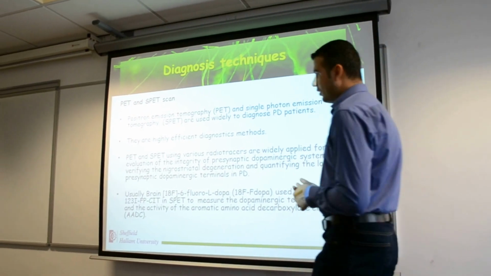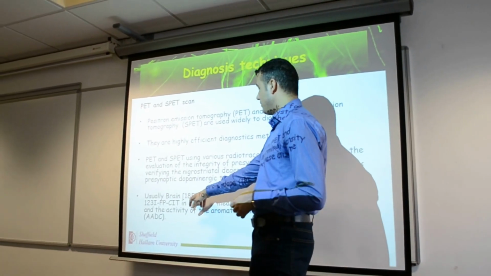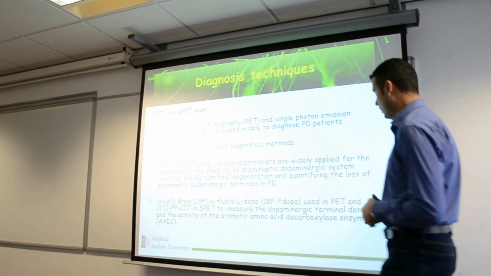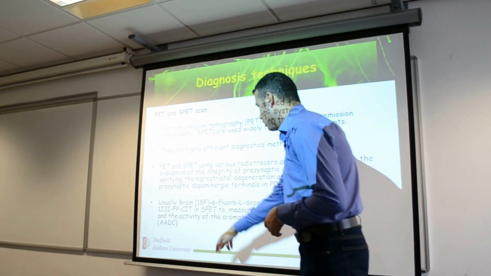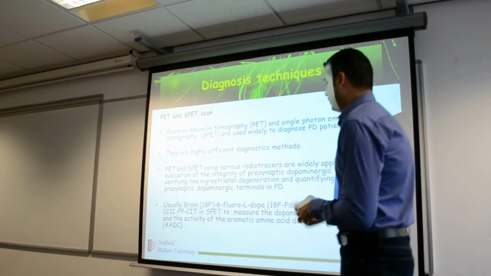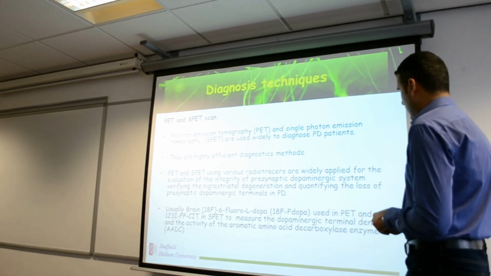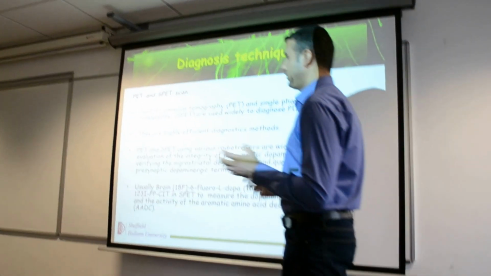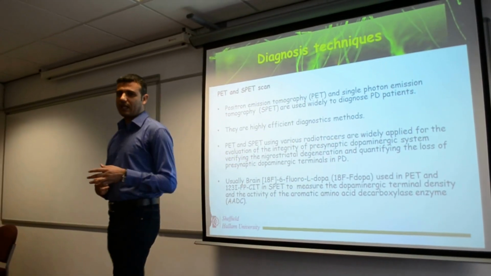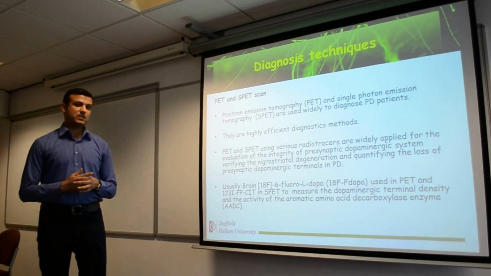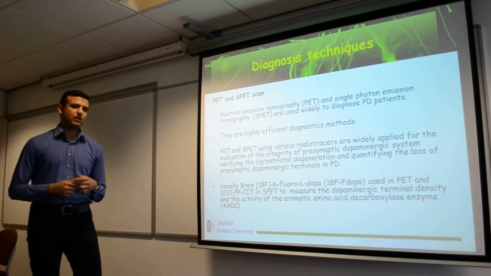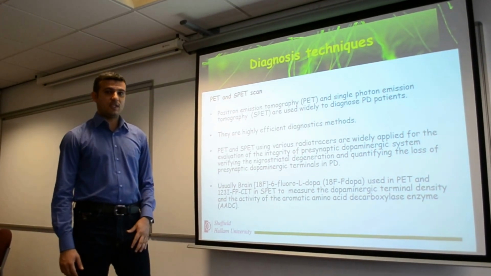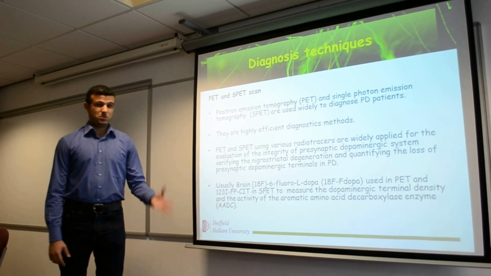For PET, they use something named fluorine 18, or F-DOPA, and for SPET they use iodine 123 as a radio tracer. Actually, when I tried to look at the difference between them, there were some technical differences, but the concept is the same. But the difference we are interested in here is that PET is more accurate and more sensitive, while SPET is poorer in sensitivity.